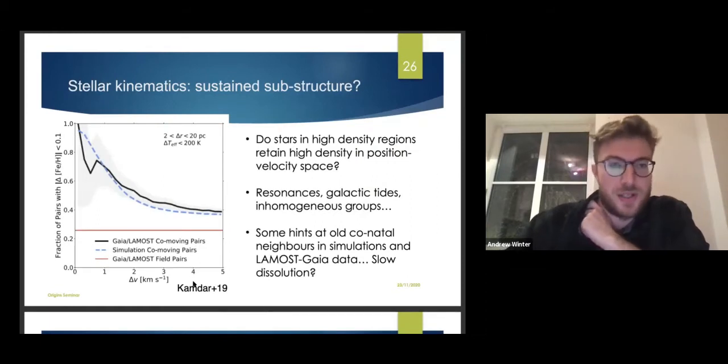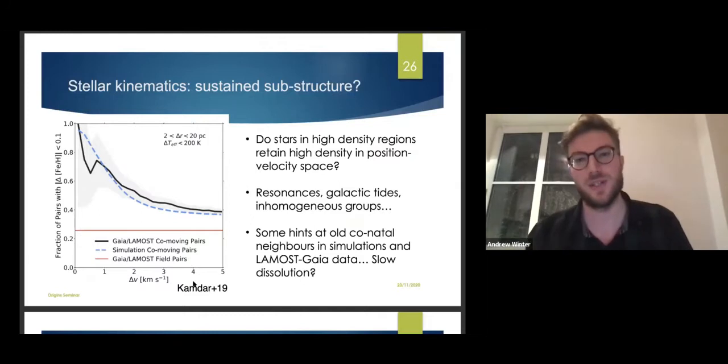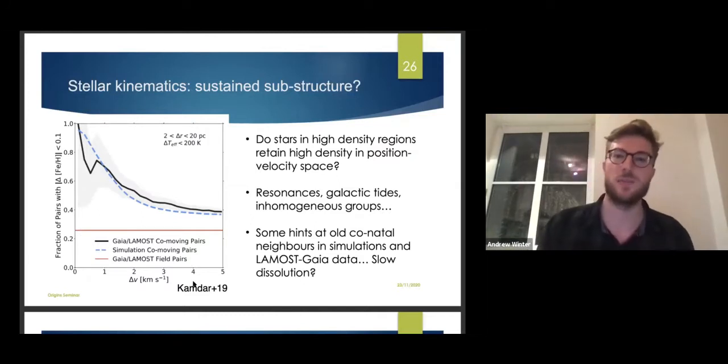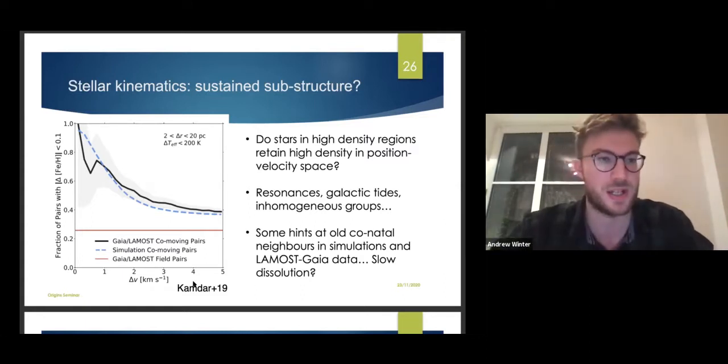So the first question is stellar kinematics. Is there any sustained substructure? Do we expect stars that form in high density regions to continue to have some kind of substructure, some kind of high density in position velocity space?